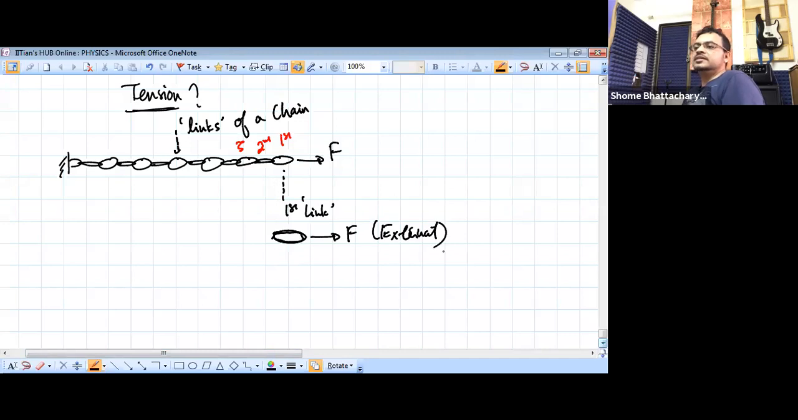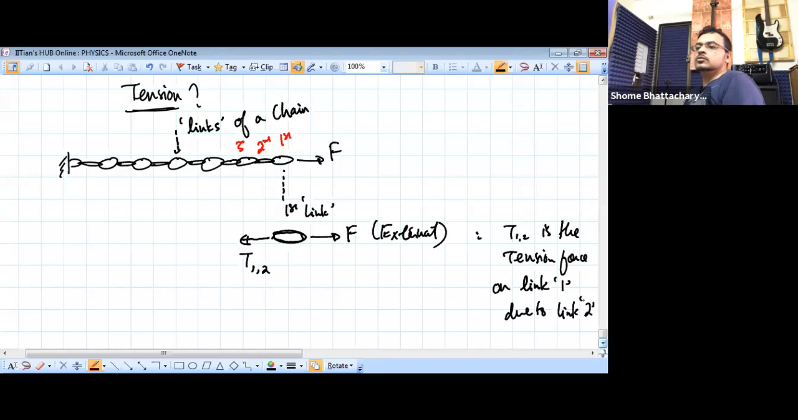But do you see it accelerating like this? No, no. Because what is happening now? The second link is pulling it back. So that force with which it is pulling it back, that is called the tensile force. So this is T, let's say 1, 2. So this is T12, the tension force on link 1 due to link 2. Okay.